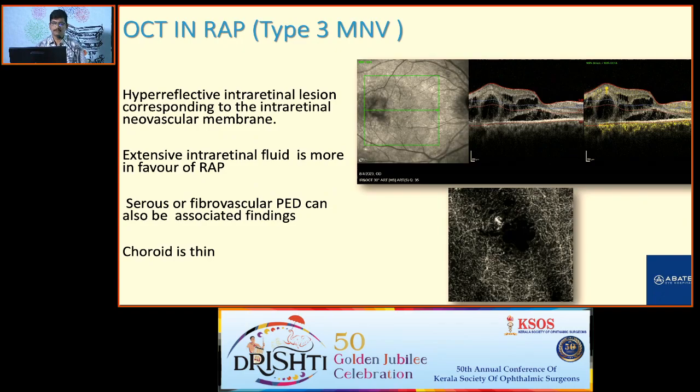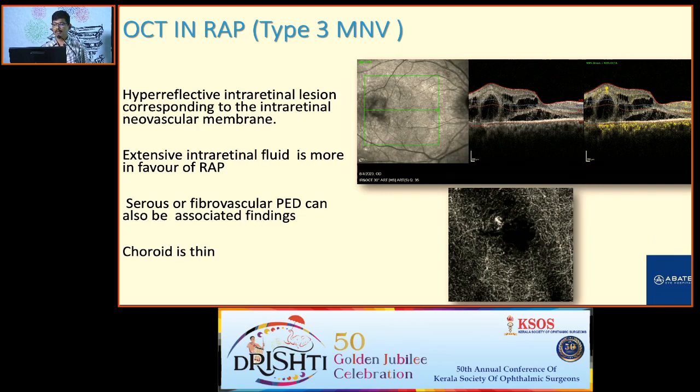Now, what do you see in a patient with RAP? RAP is mainly seen in patients who are elderly, so their choroid is usually thin. Then they will have more intraretinal fluid than subretinal fluid. So if you see a neovascular lesion with more intraretinal fluid, you should think about RAP.